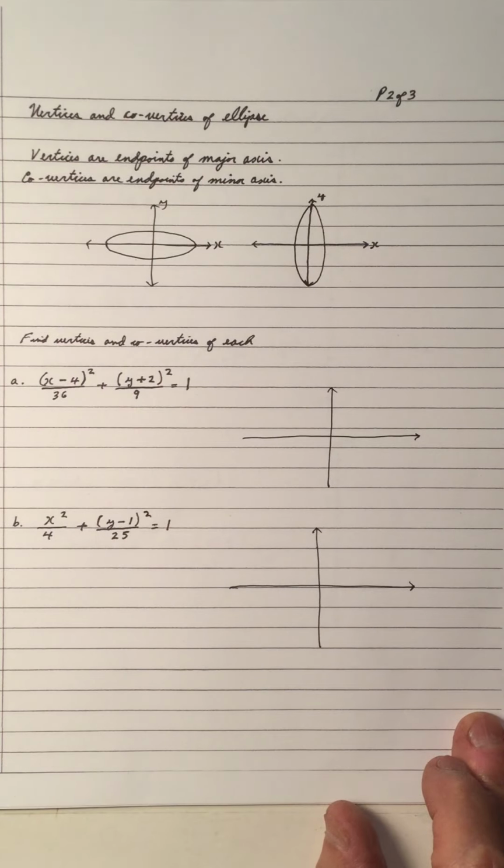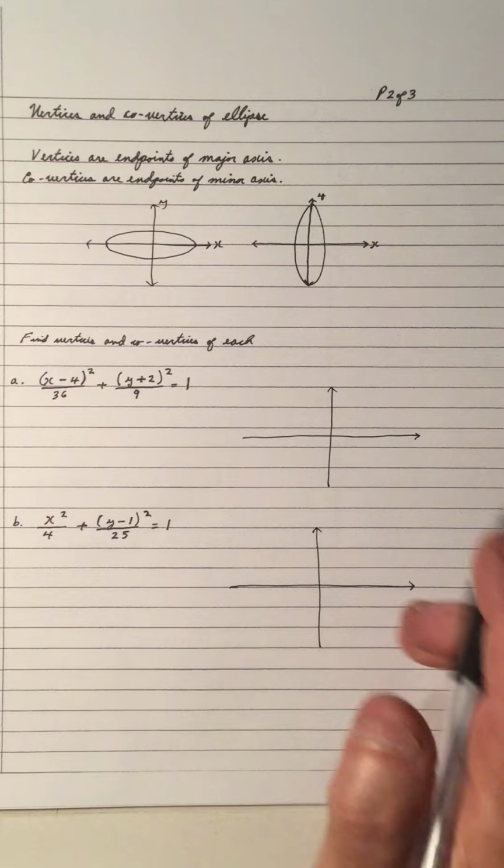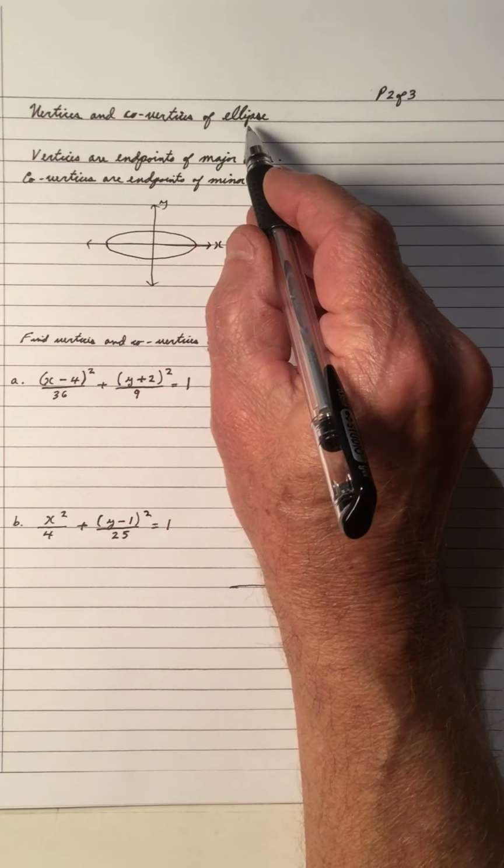Hi, welcome to my video on the equation of ellipse in transformational form, part 4. In this video, we're going to talk about the vertices and the co-vertices of an ellipse.